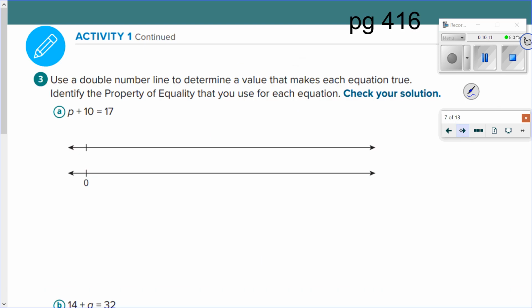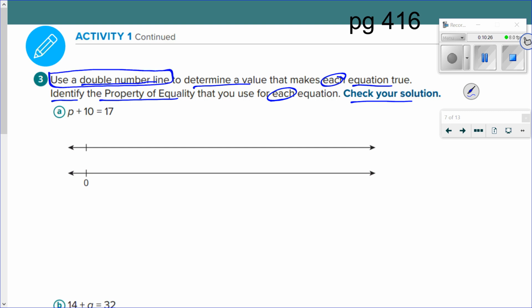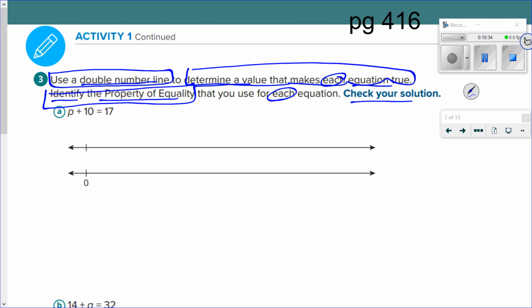So now we want you to use the double number line to determine a value that makes each equation true. Identify the property of equality that you use for each equation. Check your solutions. There's actually 3 things here. We need to use a double number line to determine the value that makes it true, we need to identify the property of equality, and we need to check our solution.